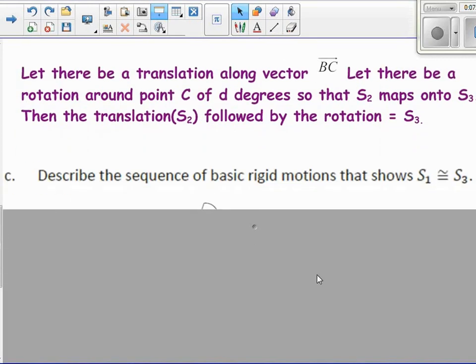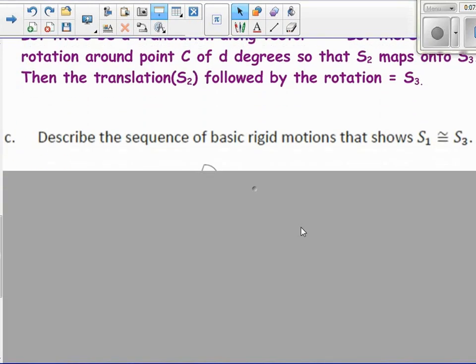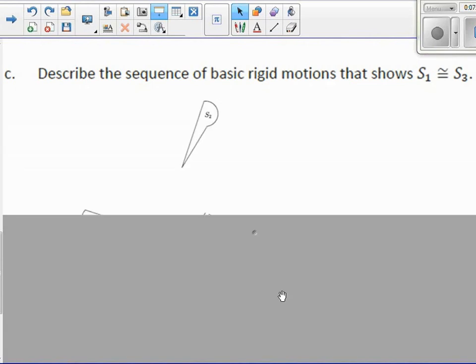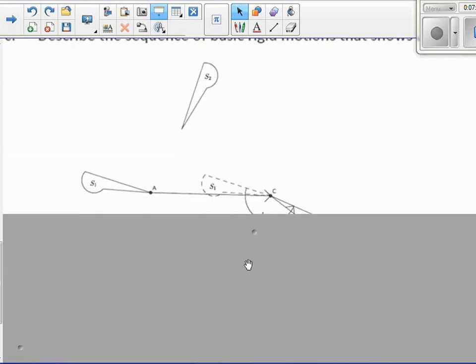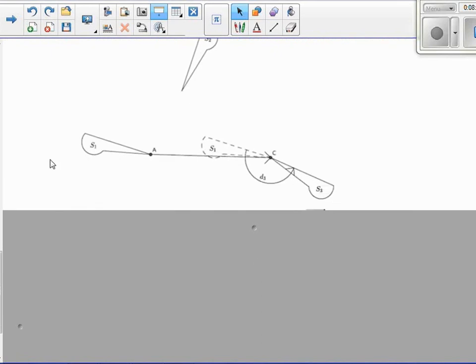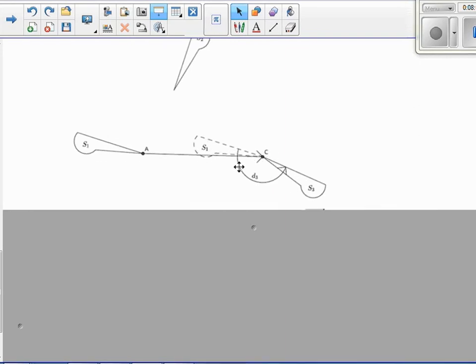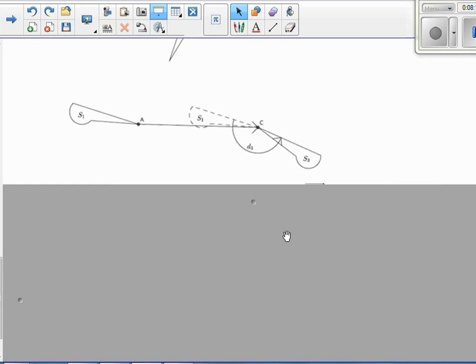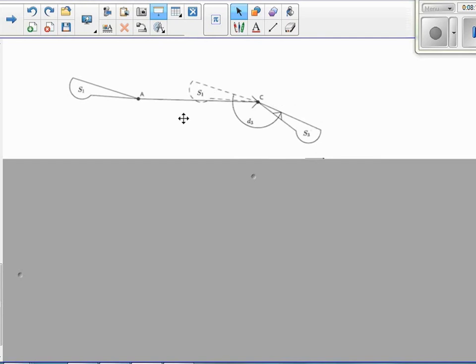The last one was to describe the sequence of basic rigid motions that shows S1 is congruent to S3. So this takes a little bit more time because you're moving it across the plane. So you could draw a vector from point A to point C and translate it and get this dotted figure here, S1. And then you could rotate it d degrees so that the longest side of the figures are laying on top of each other.